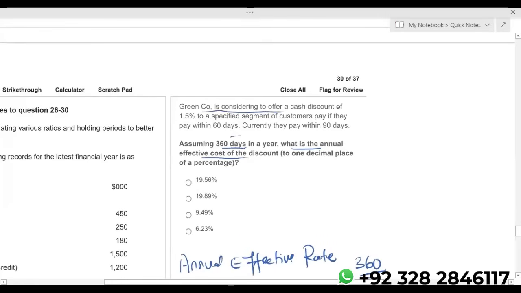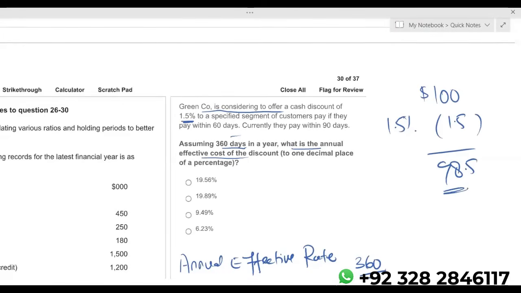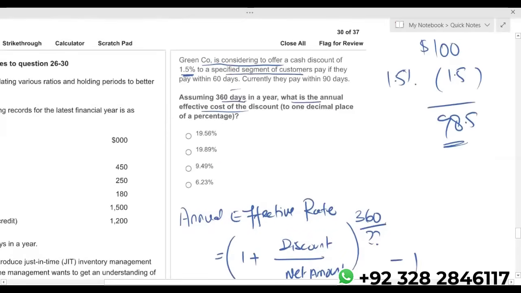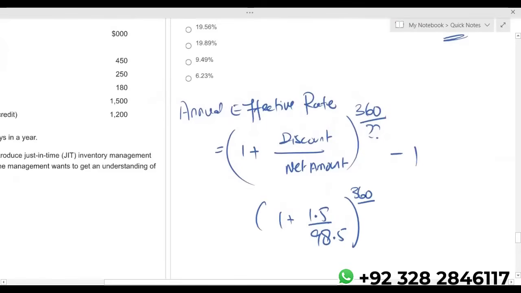The company is considering offering a cash discount of 1.5%. Now listen, assuming you are about to receive $100, you are giving a discount of 1.5. So it means your net amount after discount will be 98.5. 100, we just assume, okay? So we are offering a discount of 1.5% to a specified segment of customers. So number one, your discount is 1.5. After discount, you'll be getting 98.5. 360 remains there.